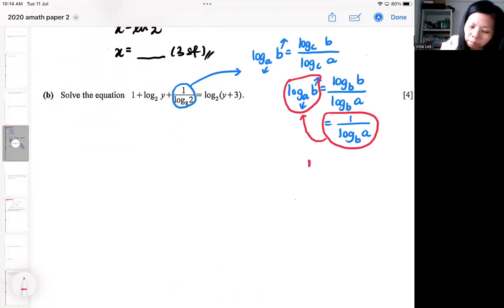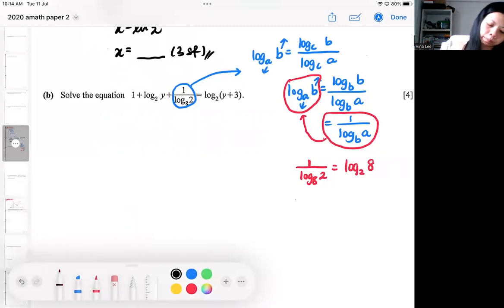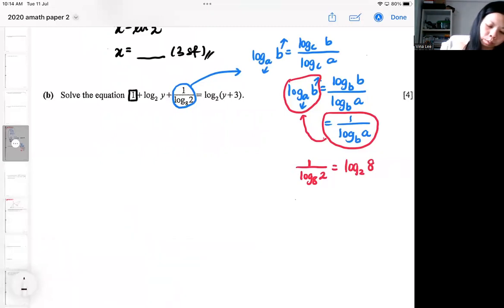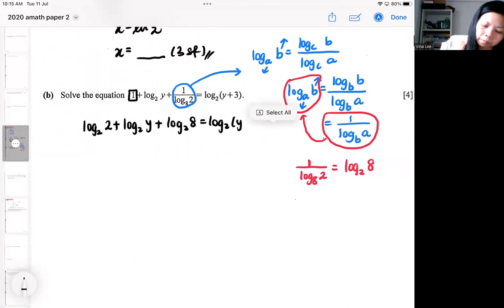If you take a careful look, 1 over log 8 2, if I apply the backwards, I will get a log 2(8). So I'm applying this onto this question. At the same time, if you want to, you can also change it to log 2(2). If I apply this, I will get a direct log 2(8). Then that will be a lot shorter.